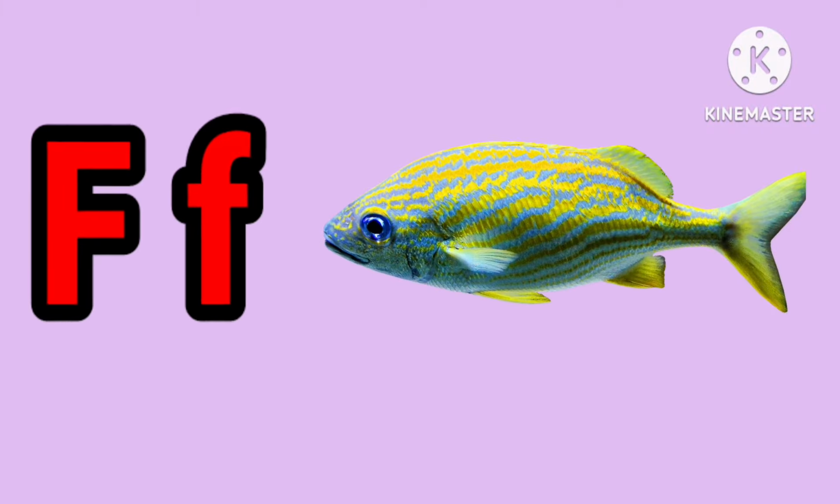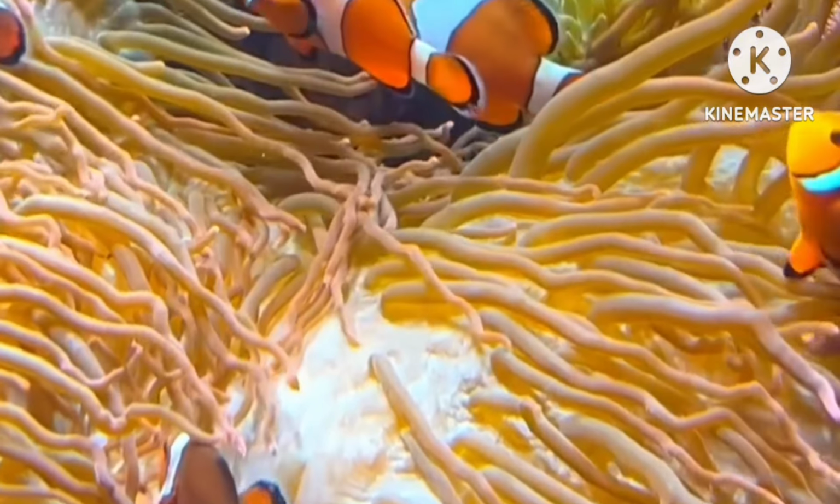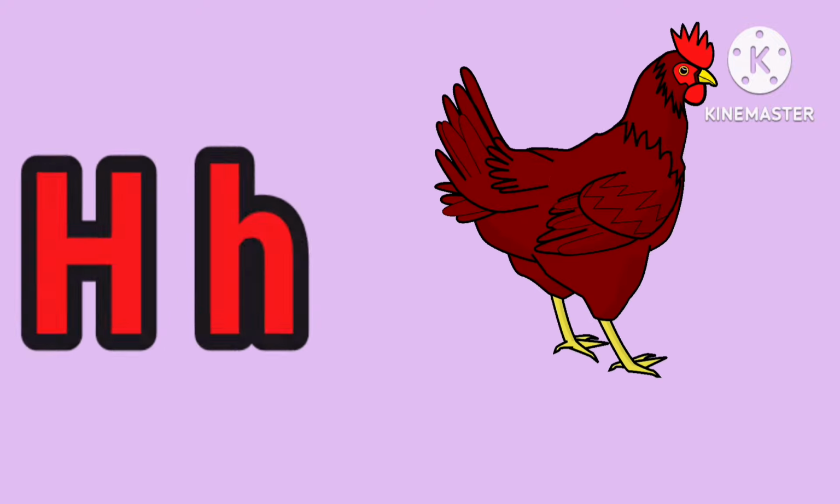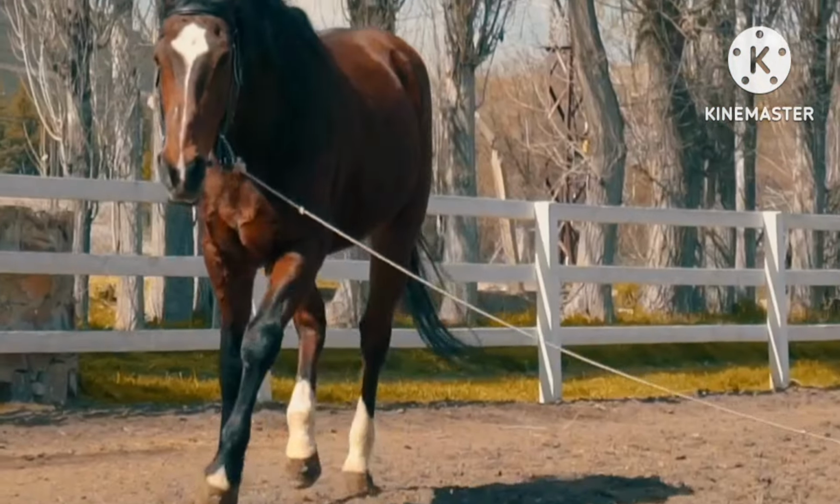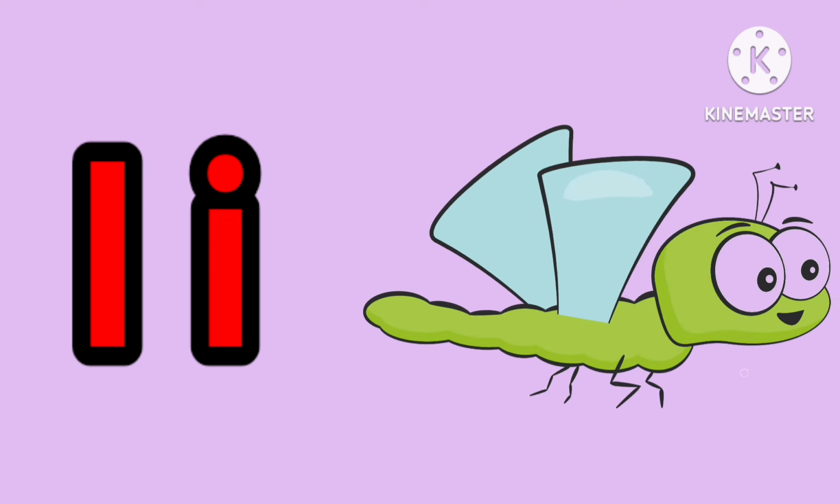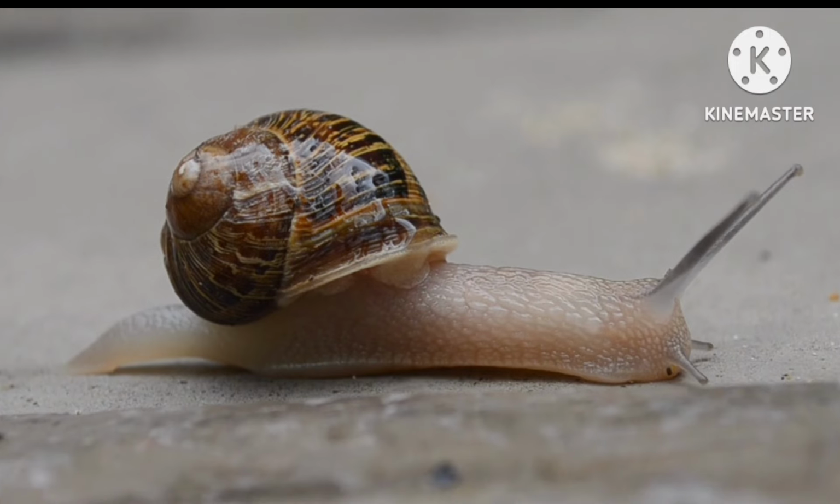F for fish, F for flower, fa fa. G for giraffe, G for gift, ga ga ga. H for hen, H for horse, ha ha. I for iguana, I for insects.